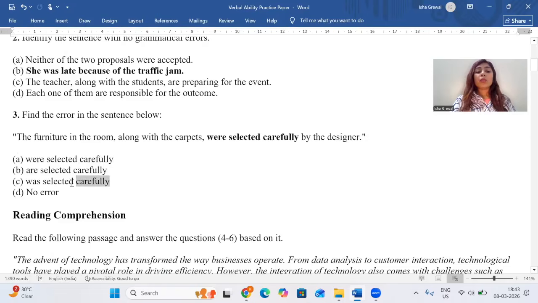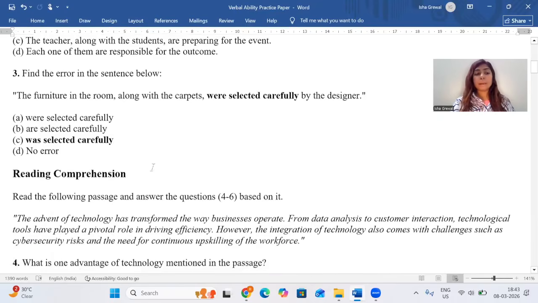So, it should be "was selected carefully", because basically we are only talking about the furniture and we are not talking about the carpets. So generally what happens is the students say, okay, furniture is also there, carpets is also there, so it is plural, and that is why the verb should be plural. But it is not that case, right? Furniture is the only subject that is being talked about in this sentence.